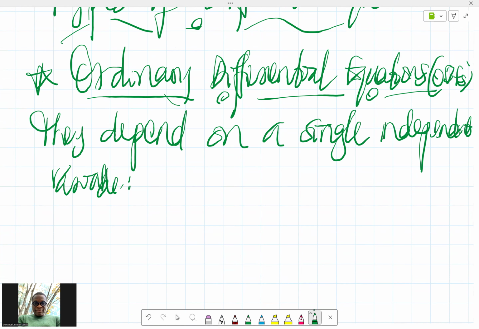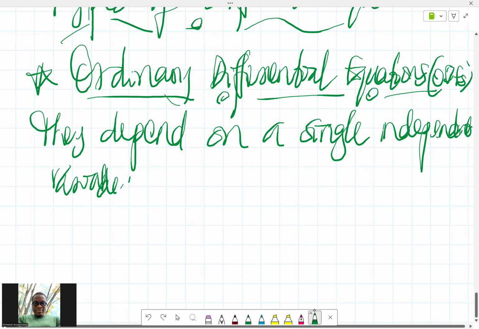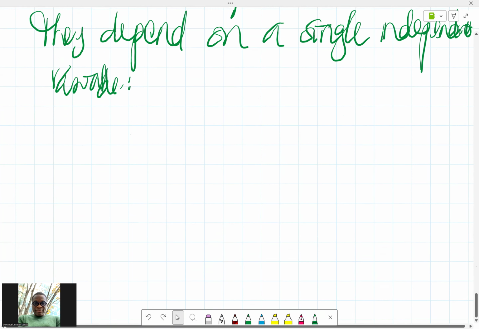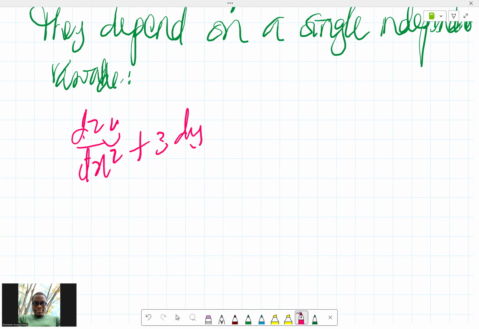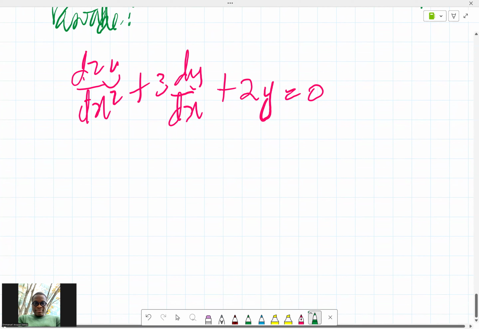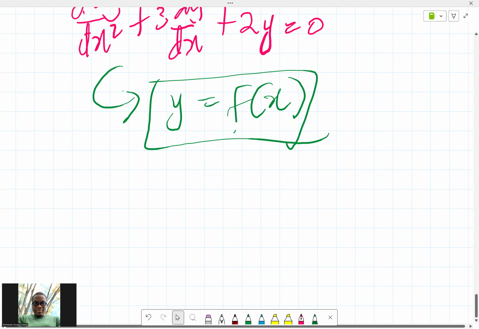A very good example of that is this. They depend on a single independent variable. So you have d squared y dx squared plus 3 dy dx plus 2y equals 0. As you can see, this is coming from the fact that y is a function of only x, and that is why we have d squared y dx squared, 3 dy dx and all that. So y is a function of x. That's what that simply tells us.